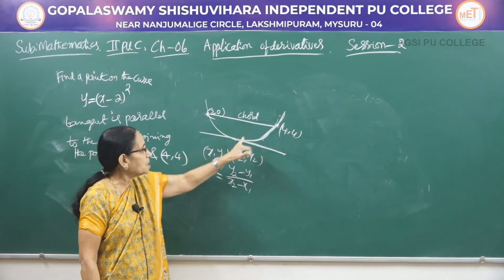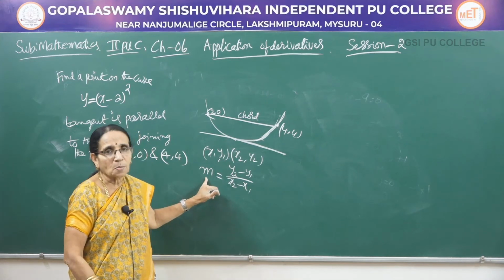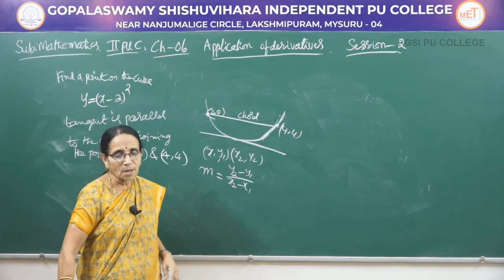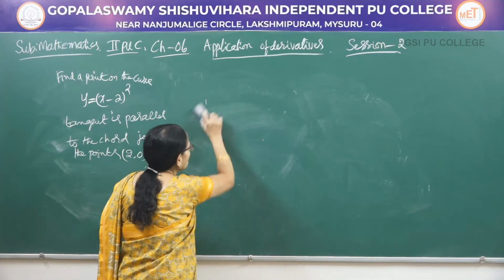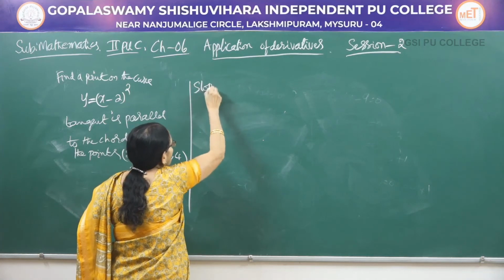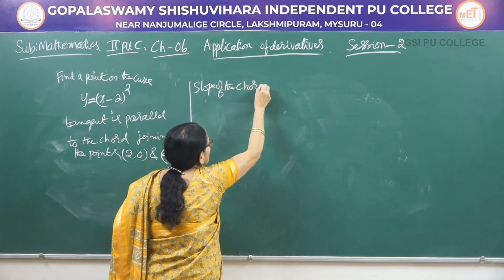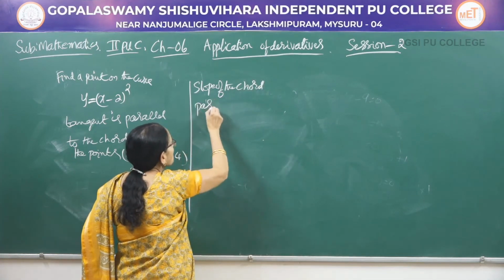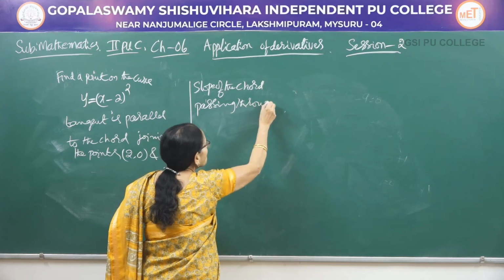So here the chord is passing through these 2 points, which means you can use this formula to get the slope of the chord. First we will do that, or you can differentiate also in the beginning. First we write it as the slope of the chord passing through, what are the points here?